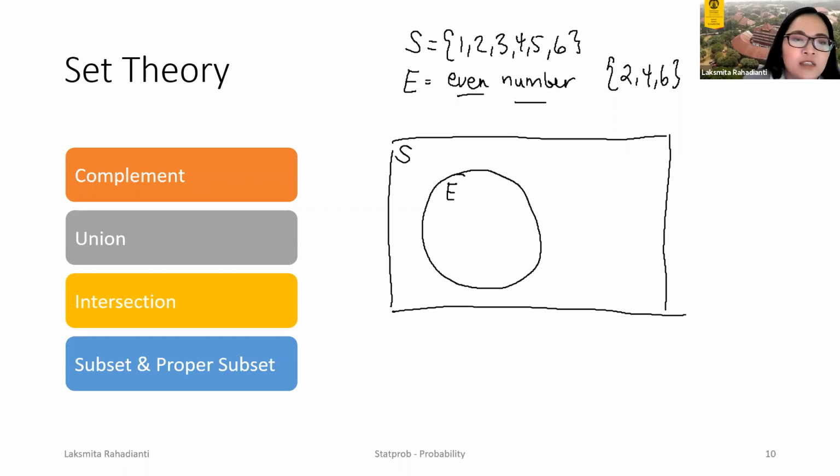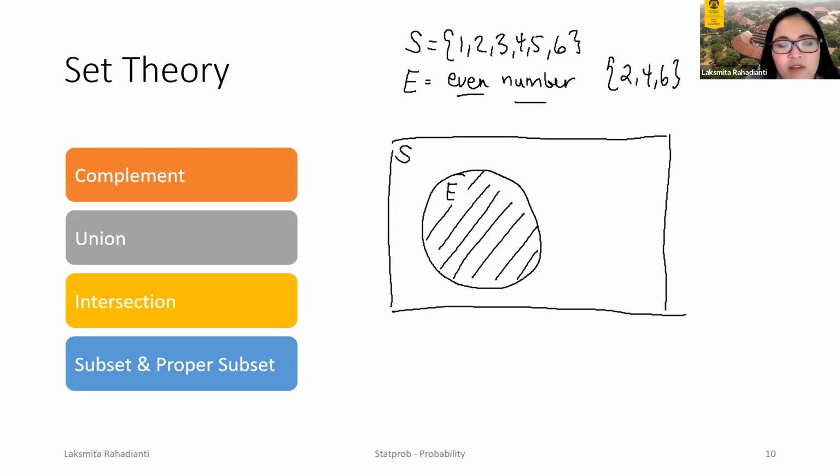Okay, so this is my S and this is my E. And I would like to make it clear. Can I have a gray ink color? No, I cannot. Okay, I'll just use black. So I'll shade it just to make it clear. This is my event space.